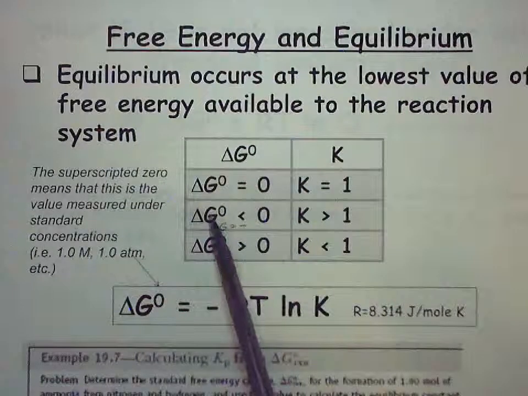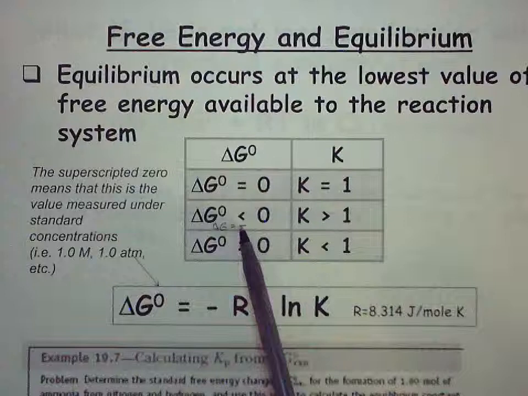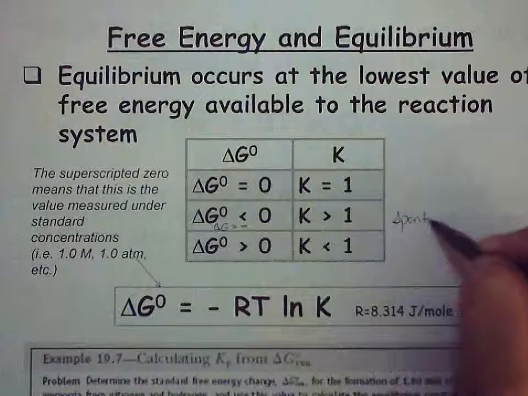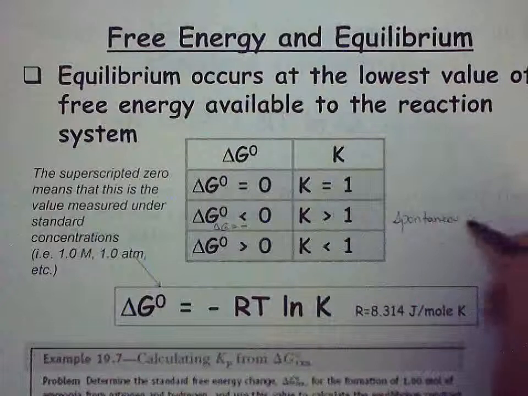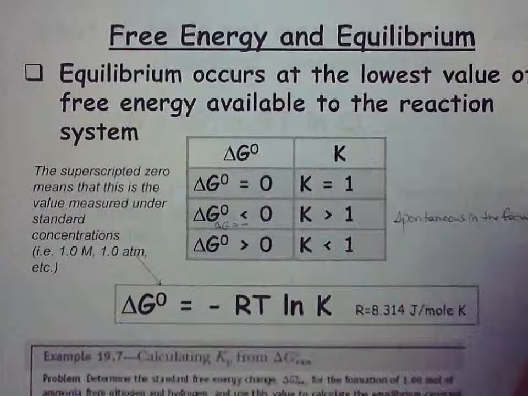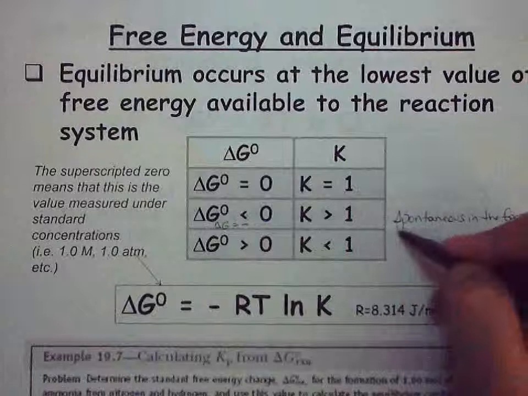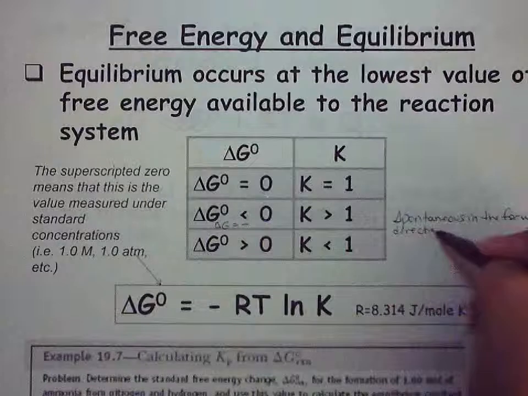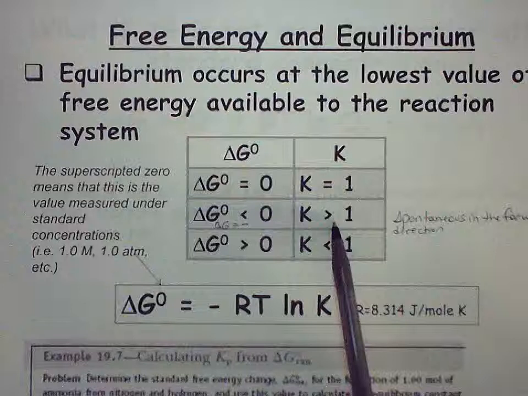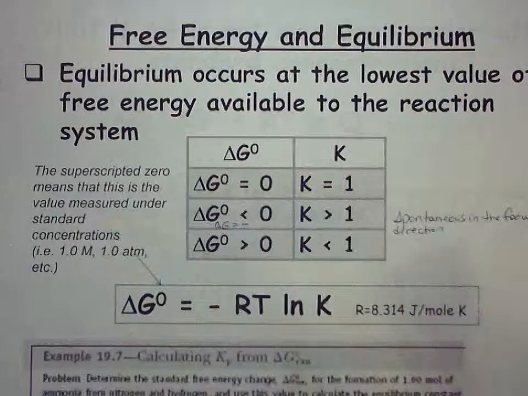So what do we learn about delta G being negative? That's spontaneous. What you need to understand is that we're talking about it being spontaneous in the forward direction. What did you learn about K values for reactions that were spontaneous in the forward direction? They were greater than 1, right?